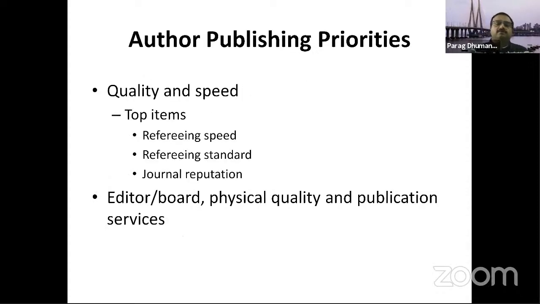And what a journal article means for the author: he sees quality and speed. He sees refereeing speed, how quickly the article gets refereed, refereeing standard, and most importantly, the journal reputation. Next is the priority of the editorial board, whether it's in the print format or the online format, and the publication services, which includes an important part for a student, the publication fees.